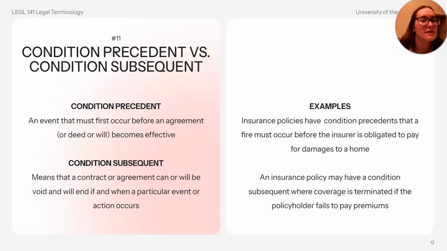Next, we have a condition precedent, which is an event that must first occur before an agreement becomes effective. An example of this is insurance policies have condition precedents that a fire must occur before the insurer is obligated to pay for damages to a home. Next, a condition subsequent means that a contract or agreement can or will be void and will end if and when a particular event or action occurs. An example would be an insurance policy may have a condition subsequent where coverage is terminated if the policyholder fails to pay premiums.